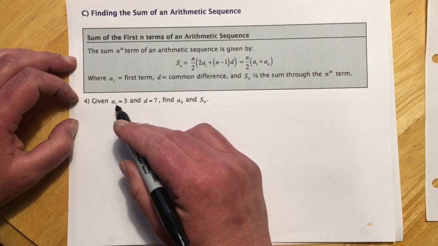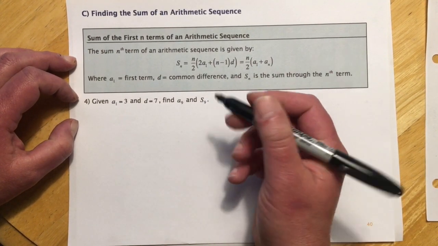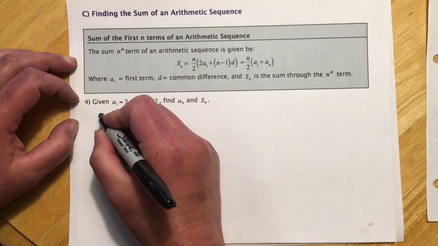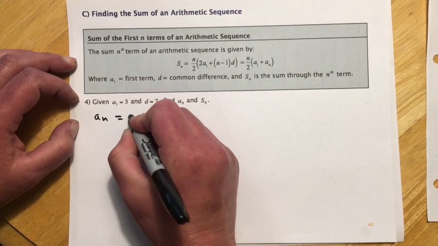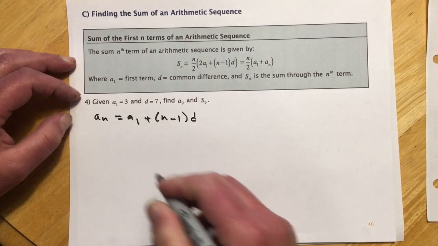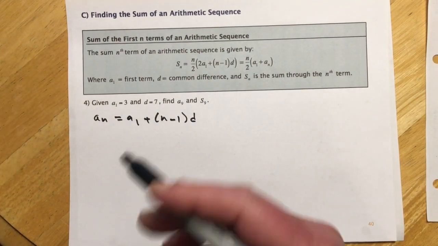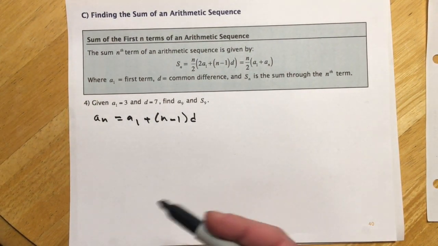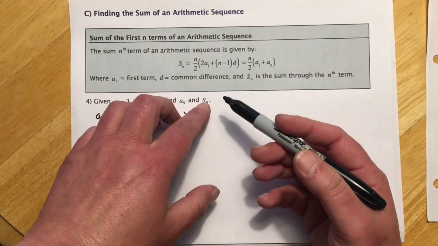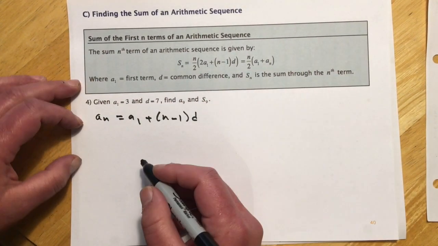So here they're giving us a sub 1 and d, and we're supposed to find the ninth term and the sum through nine terms. So I'm going to use that formula again, a sub n equals a sub 1 plus n minus 1 times d. So that's our nth term formula. And on this exam, you absolutely get these formulas, so you don't have to memorize them, but you do have to know what to do with them. So this is where we have to determine: if I'm finding a term, I'm using the nth term formula. If I'm finding a sum, then I'm using one of these sum formulas. And this one's kind of a two-part problem, we're finding both.